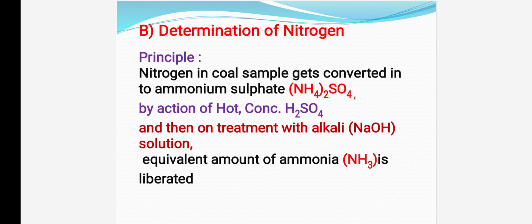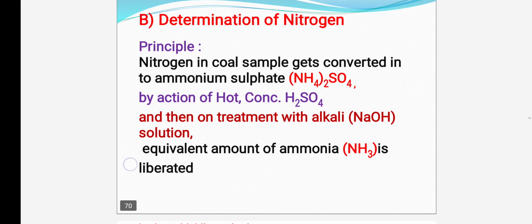Now, that nitrogen is first converted into ammonium sulfate. How? By reaction with hot conc H2SO4, and then it is converted into ammonia. How? By treatment with alkali NaOH. So here, the determination of nitrogen reaction takes place in two steps. First step, nitrogen in coal is converted into ammonium sulfate, and in the second step, the produced ammonium sulfate is converted into ammonia. For the first step, we require hot conc H2SO4. For the second step, we require NaOH.